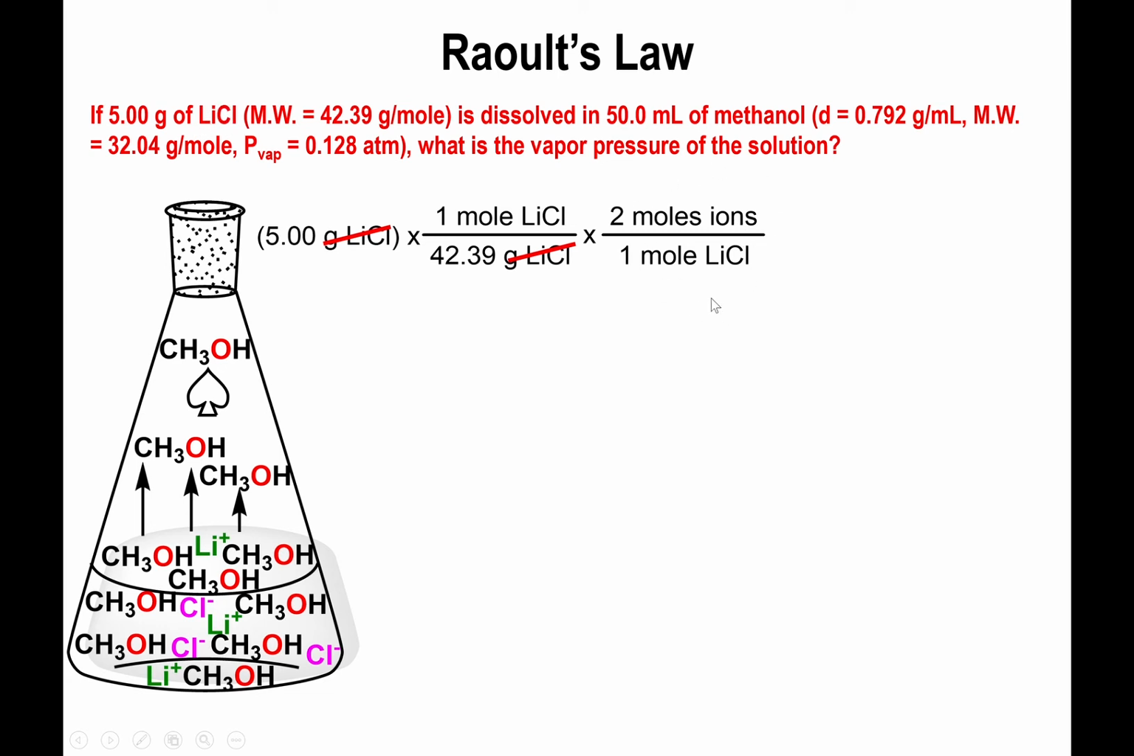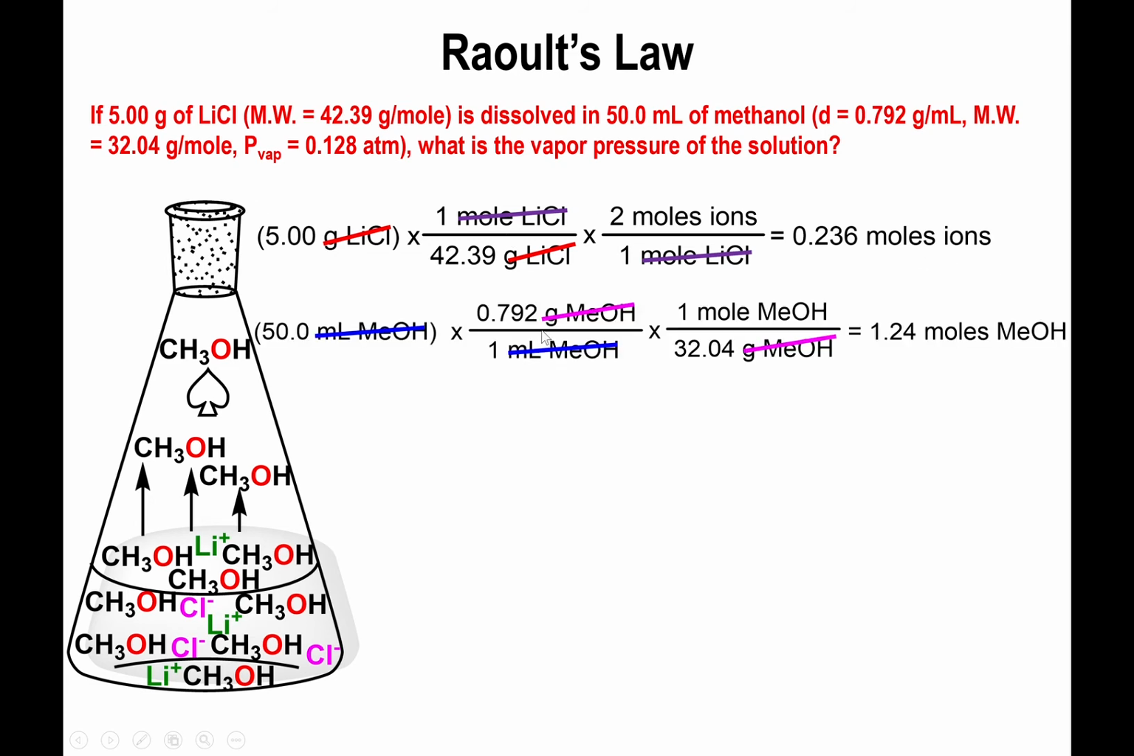So notice the conversion factor I'm using right here to account for that. You will only need to do this for Raoult's law. So don't actually convert to moles of ions for the boiling point elevation formulas, freezing point depression, or osmotic pressure. Those ones already have the number of ions incorporated in the equation. But Raoult's law does not, so we need to do this step. Okay, so we're dealing with 0.236 moles of ions.